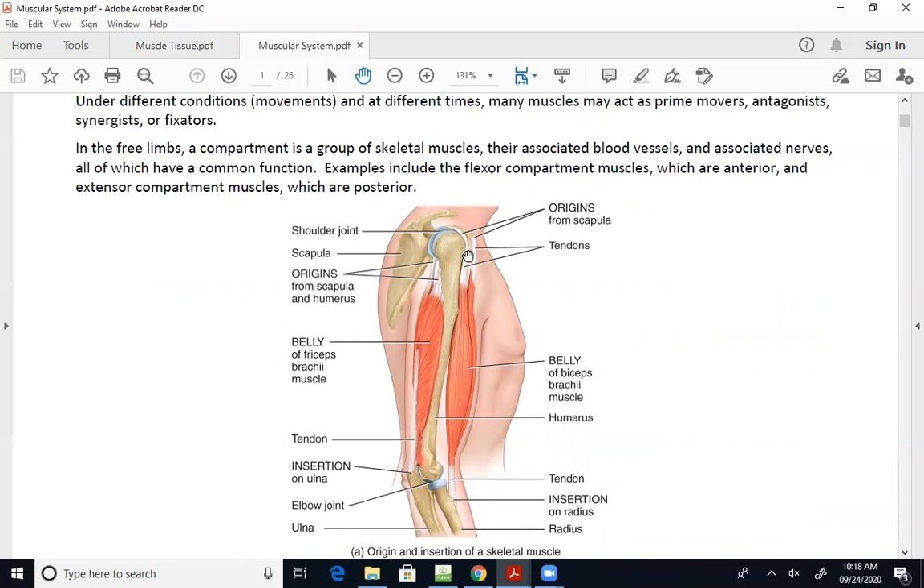Like we show here, if we're doing a bicep curl, flexing the elbow, the origins, actually in this case, because the biceps has two, are located up on the scapula. The insertion down on the radius is going to pull the arm up towards the scapula, thus causing the insertion to move towards the origin. If we were doing the reverse of that in an elbow extension, we'd see the exact opposite in the triceps.